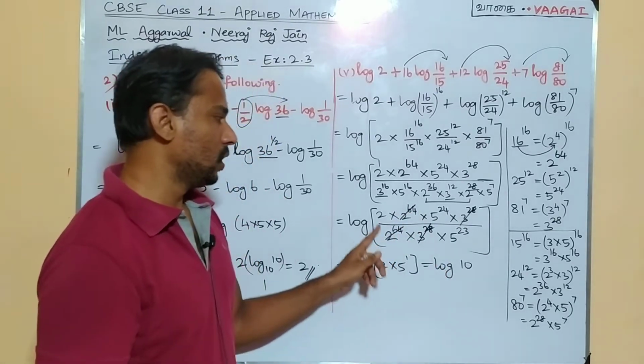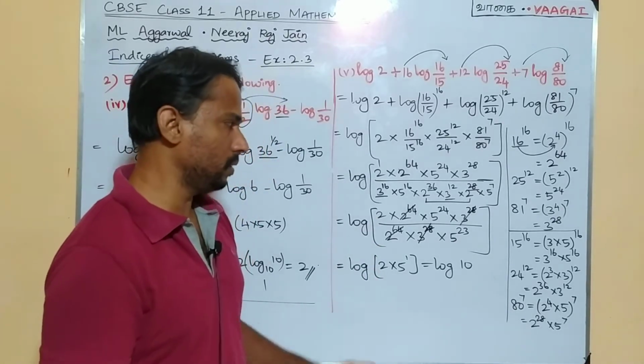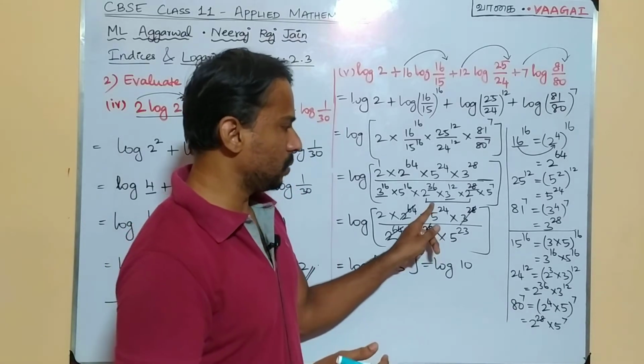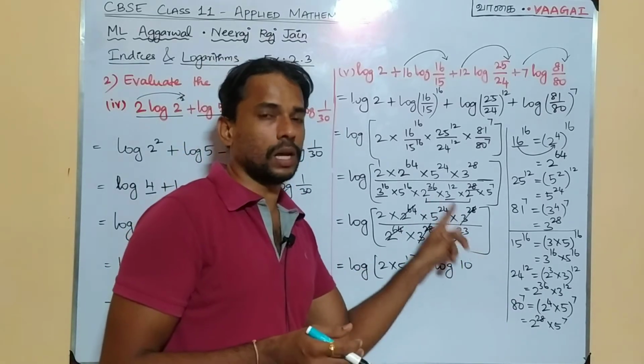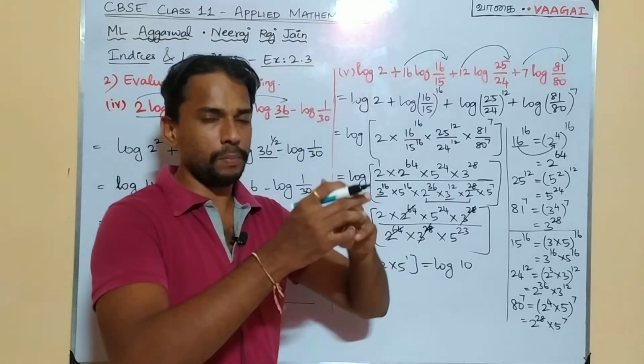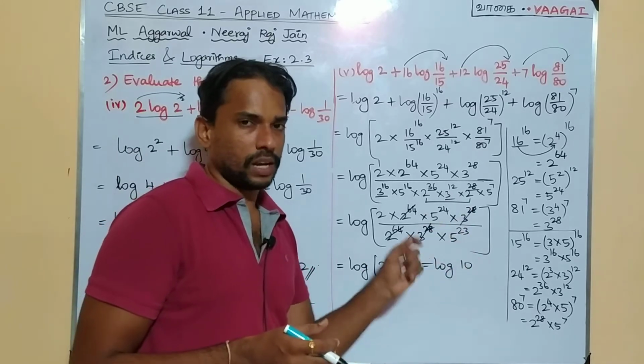Very simple, right? The 2 power 1 I am writing as it is, no disturbance. But this 5 power 24 by 5 power 23 alone is becoming 5 power 1, because the powers are getting subtracted. Why? Because 24 is in the numerator and 23 is in the denominator. The powers are subtracted because we have the same base raised to different powers.